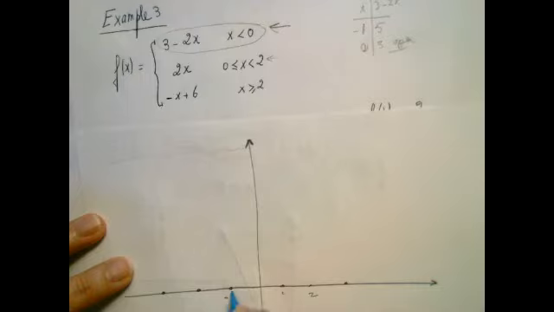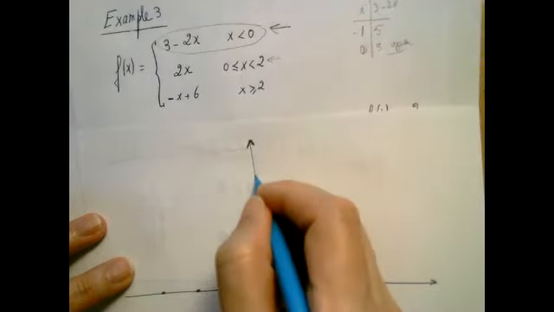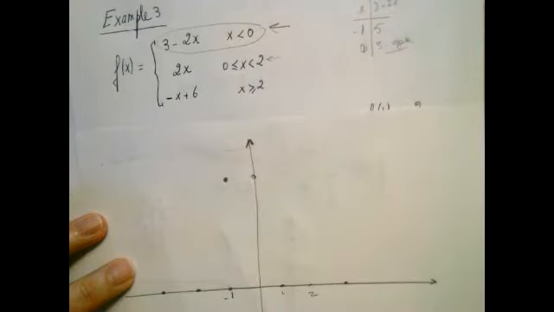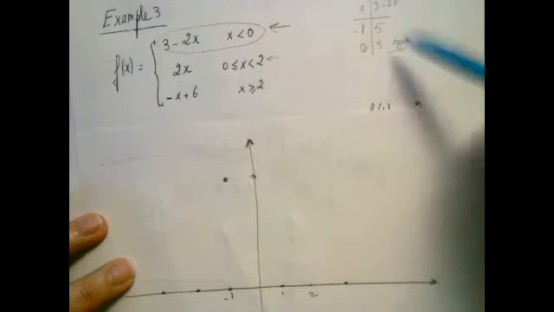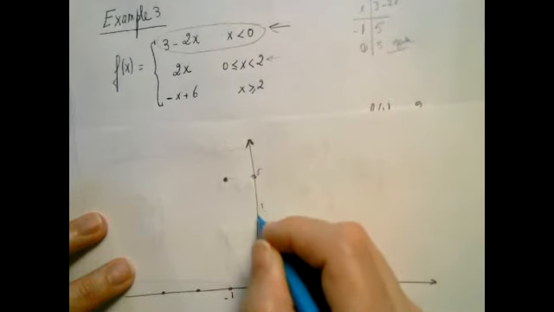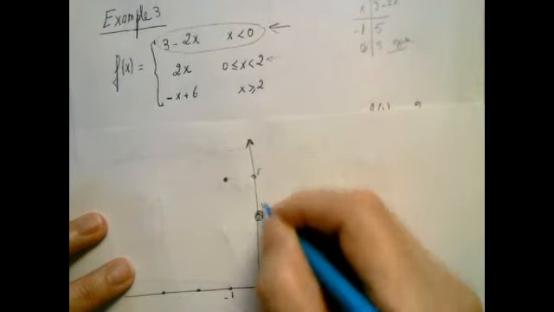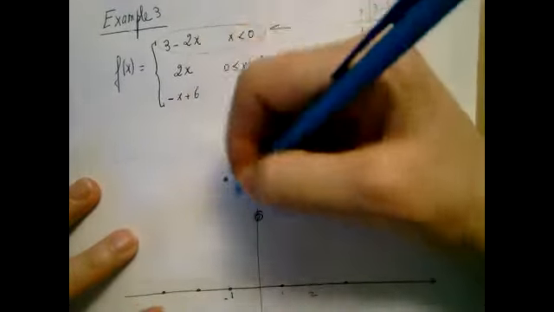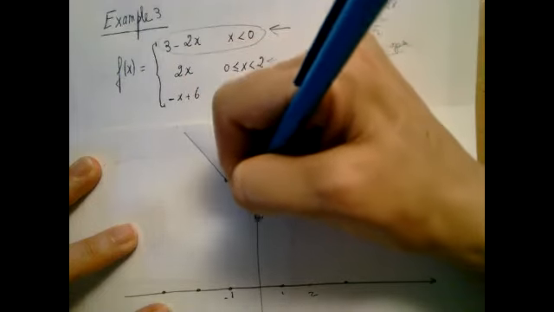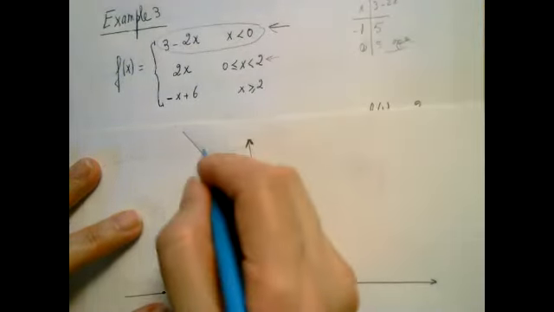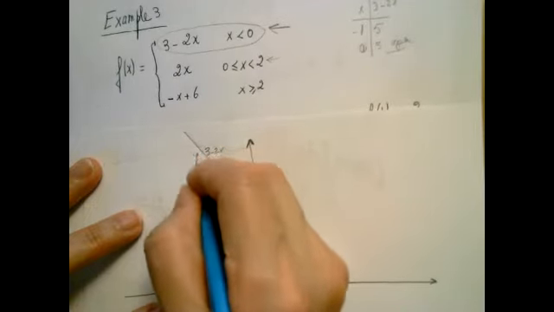At -1, my function takes the value 5. So that's a point on the line. At 0, it should have taken 3, so this is my 5, this is a 3. That's going to be an open circle here. So I draw the line, and I'm going to stop right here. That's the first piece. So this is the piece 3 minus 2x. Done.